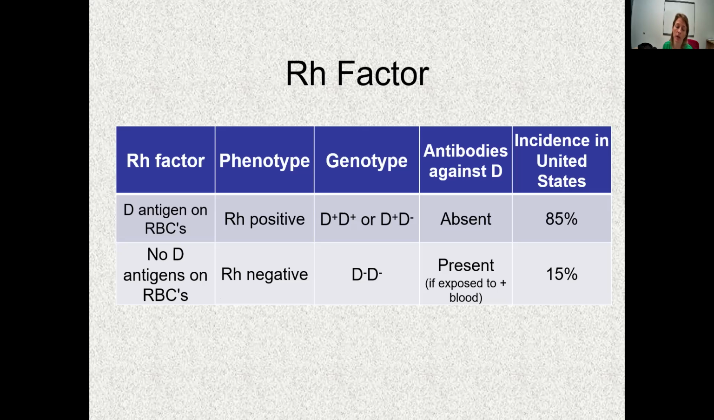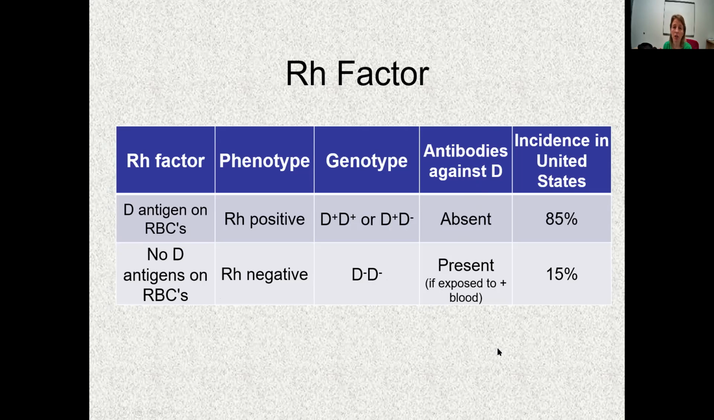But if you have a negative blood type, then you do not have the D antigen on your red blood cells. You are considered Rh negative. It is recessive, so your genotype is going to be homozygous recessive. And then you only produce antibodies against D blood if you're exposed to it.